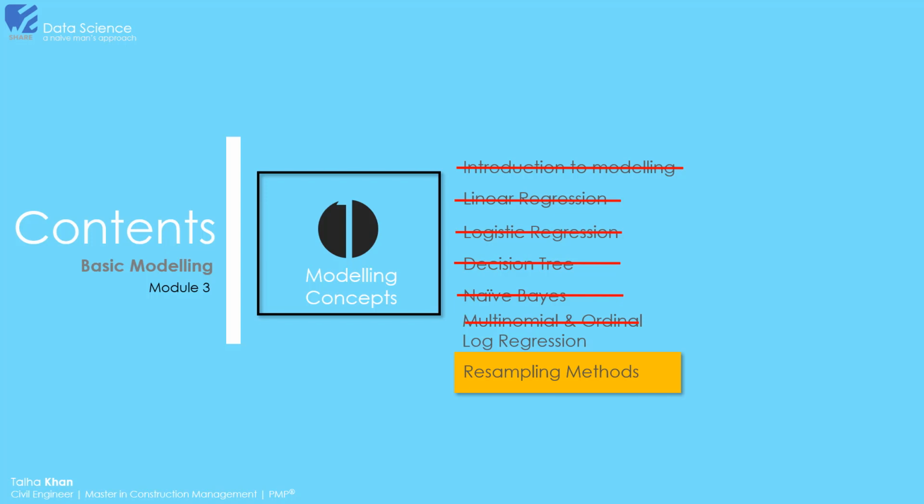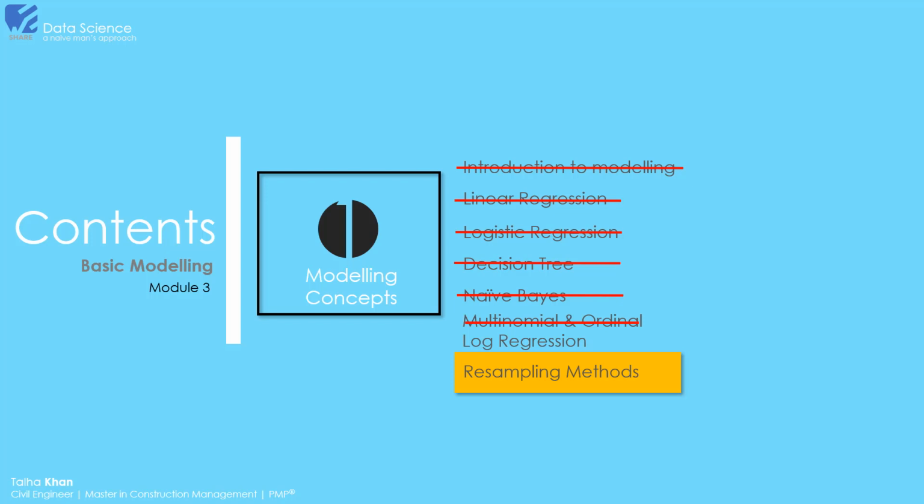So, finally, we are here on the last topic of this module, resampling methods. So, we have covered so far introduction to modeling, linear regression, logistic regression, decision tree, naive Bayes, and multinomial and ordinal logistic regression. Believe me, guys, whatever we have covered so far is a lot of content. We broke it down into small chunks and we have covered many things one by one. If you check out any book, this will easily run into hundreds of pages.